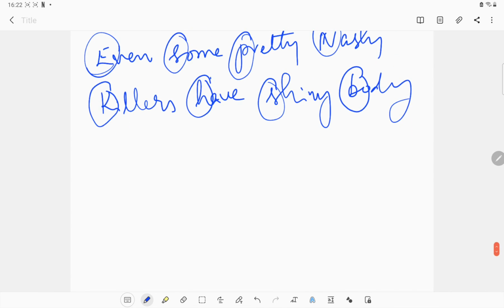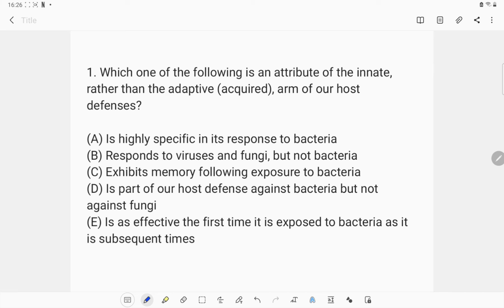Having done this part, let us solve some MCQs such that we will be confident on what we are learning. So here is the first question: which one of the following is an attribute of innate rather than the adaptive immune system arm of our host defenses? It is highly specific. Highly specific is adaptive immunity. Response to viruses and fungi, but not bacteria. It is again adaptive immunity. Exhibits memory is adaptive immunity. Is a part of our host defense against bacteria, but not against fungi. No, it acts against the fungi also.